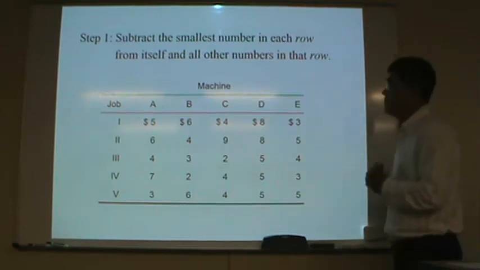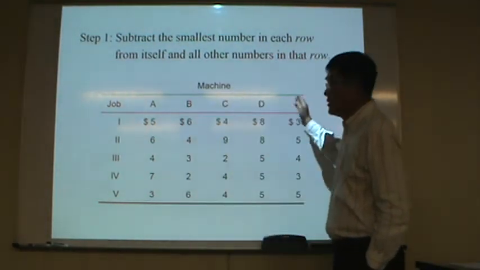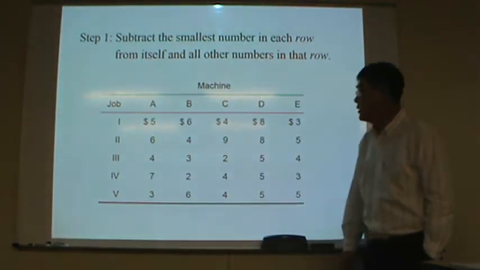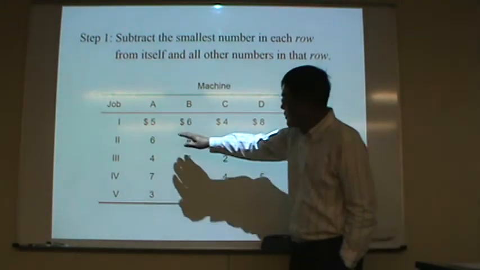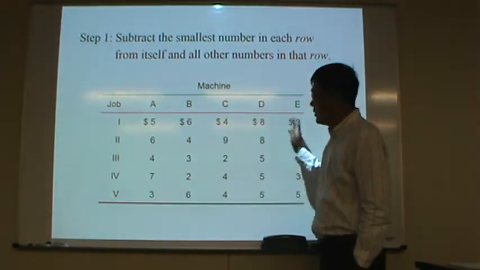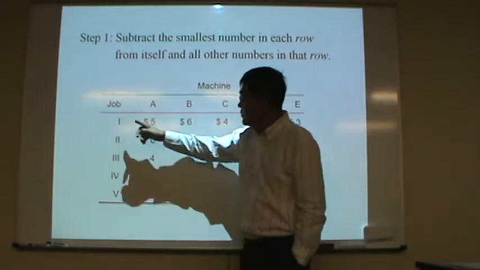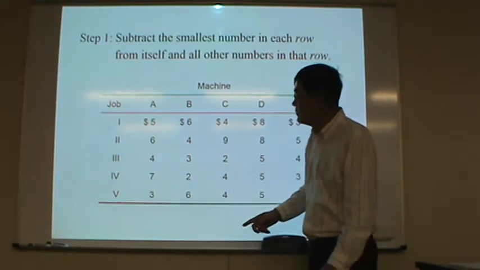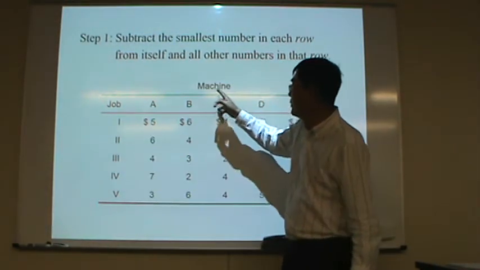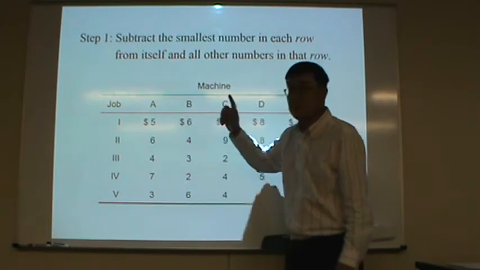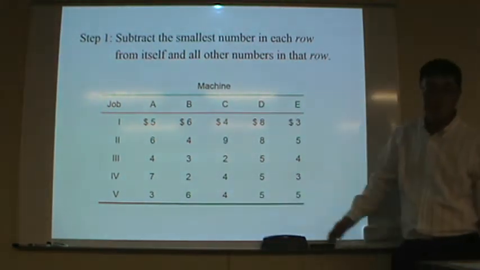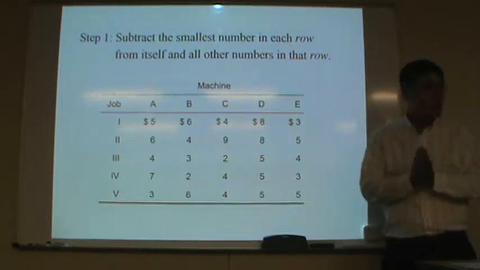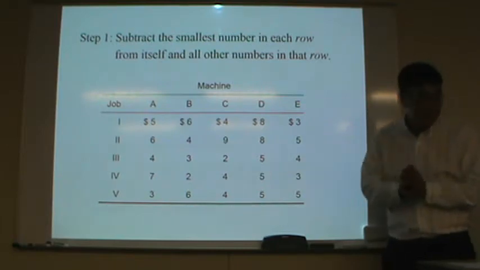There are 5 machines like this, and then there are 5 jobs. Then the numbers, $5, $6, $4, and so on. If job 1 is done by machine A, the cost is $5. If job 1 is done by machine B, $6, and so on. So this one is a minimize cost problem.